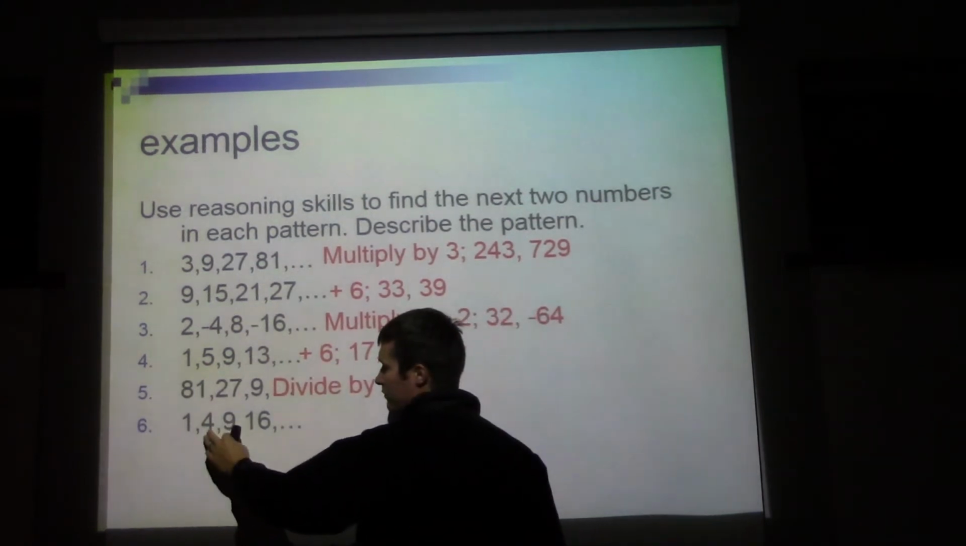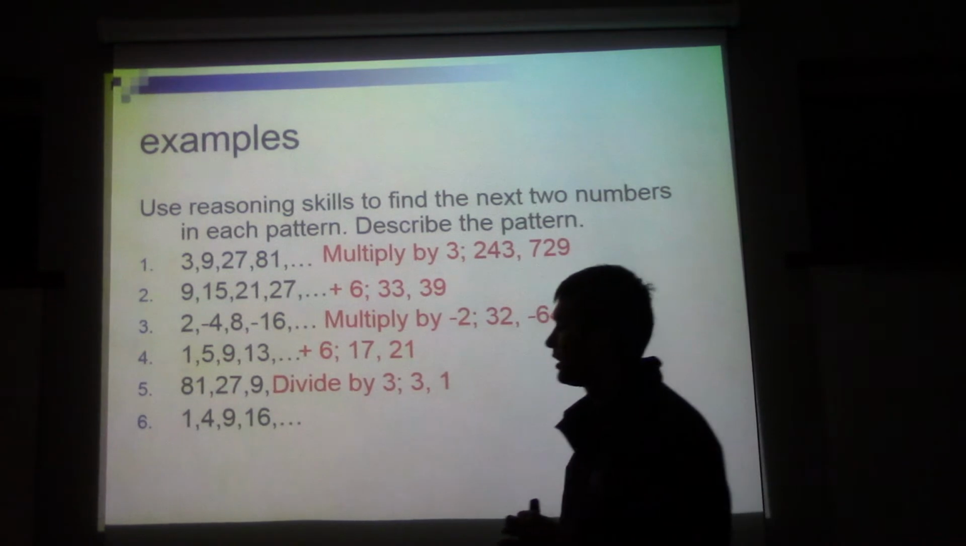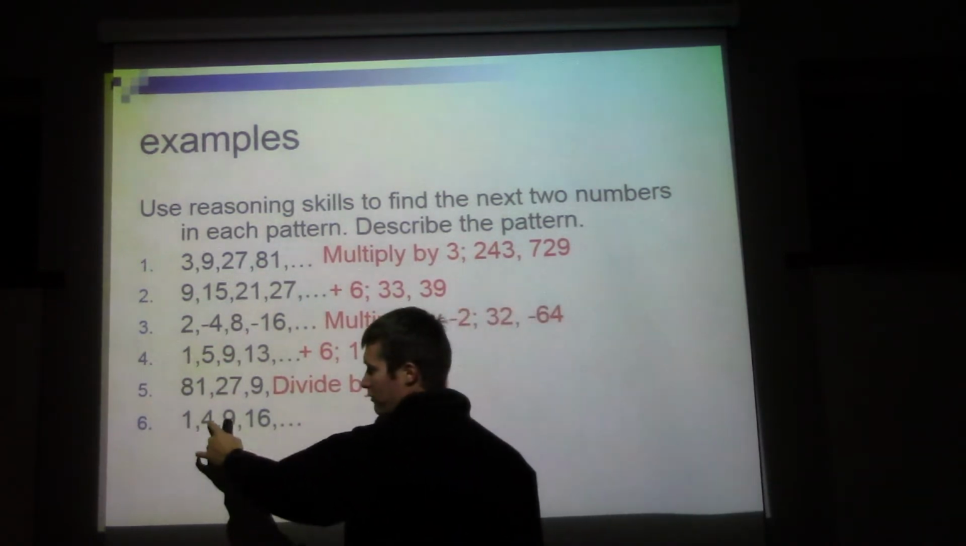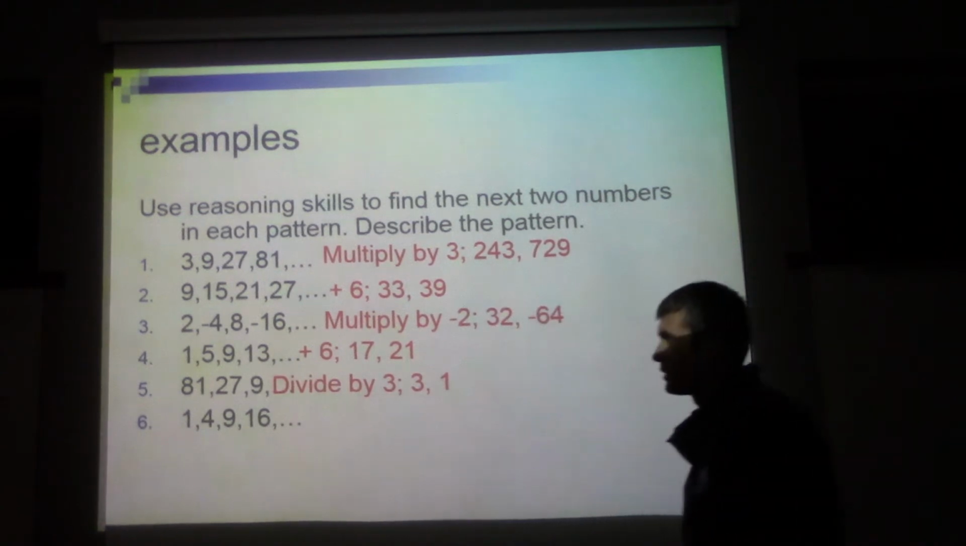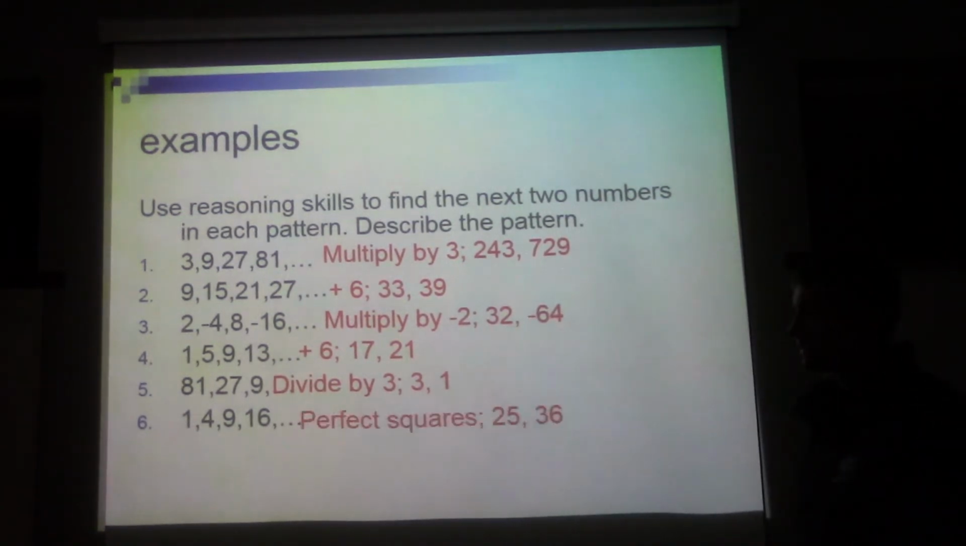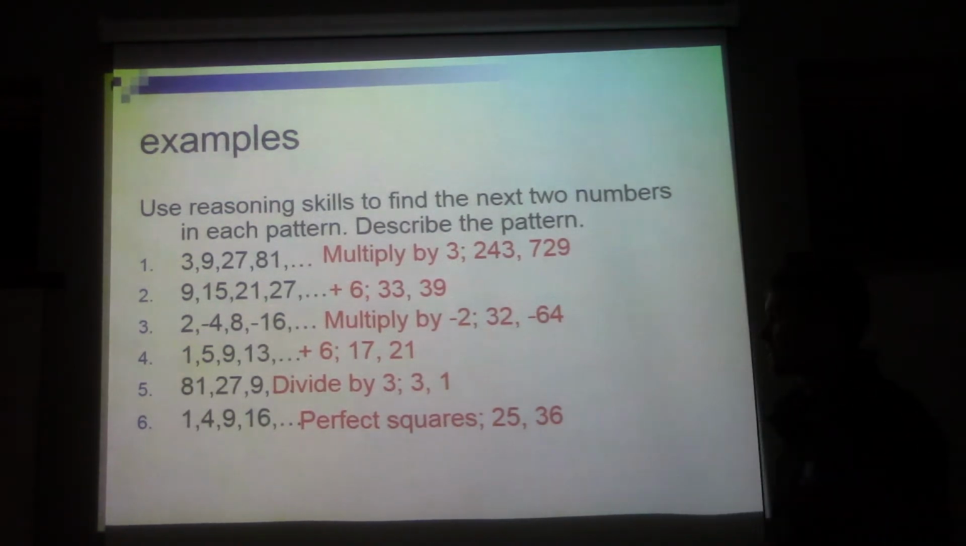Last one. 1, 4, 9, 16. Those are actually perfect squares. 1 times 1, 2 times 2 is 4, 3 times 3 is 9, 4 times 4 is 16. So we're multiplying a number by itself. The next perfect square would be 25, 5 times 5, and then 36, 6 times 6.